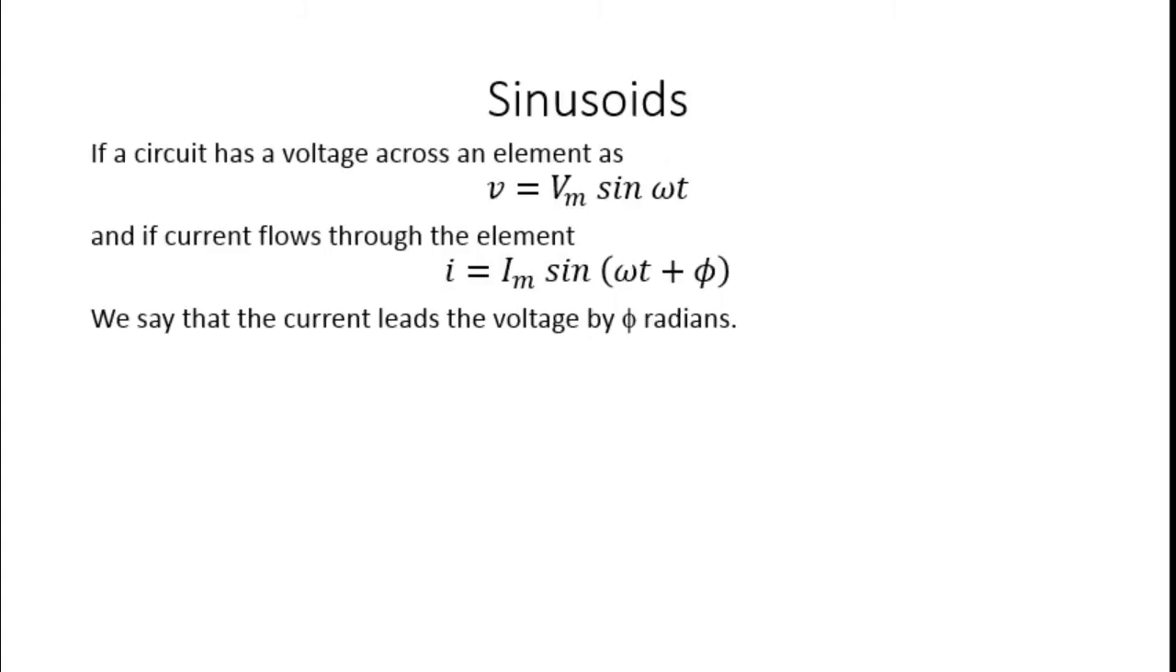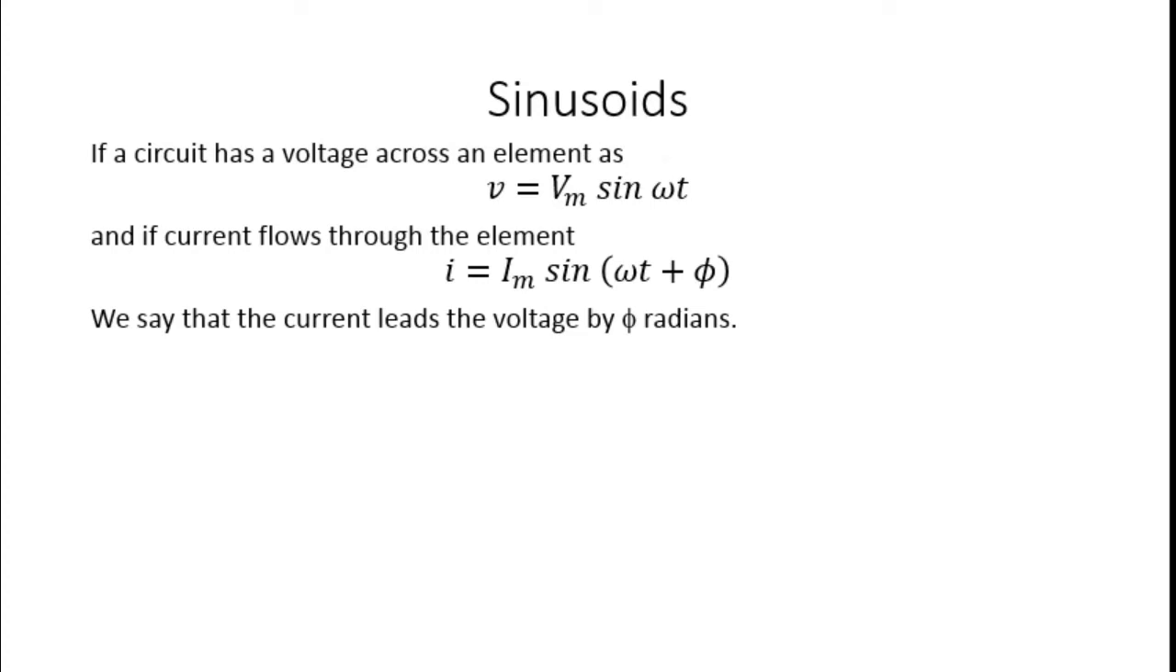The first part is on sinusoid. A sinusoid is the voltage or current that is in the form of a sine wave. For example, in a circuit, the voltage across an element is given by V equals Vm sin omega t, and the current that flows through the element is I equals Im sin(omega t plus phi). Vm and Im indicate the peak values of voltage and current, respectively.